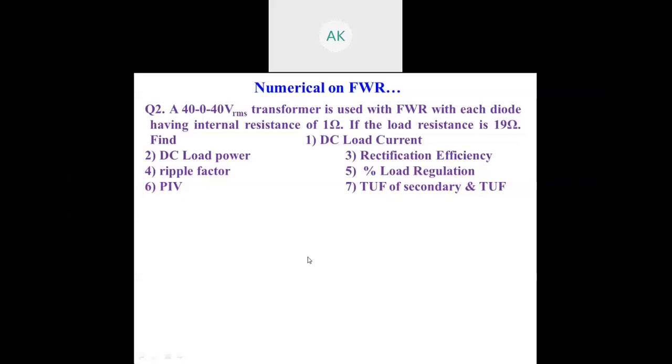Now what is IDC for a full wave rectifier? It's 2 Im divided by pi. So Im is required in this expression. Can I get the Im? Yes. Here they have given the transformer secondary as 40 RMS. So they have provided the RMS value.